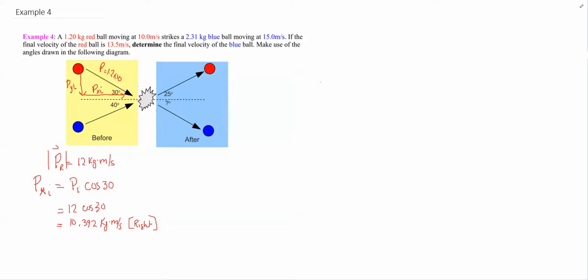And if we calculate the y direction for the red ball, that is the initial momentum times the sine of 30 degrees. That's equal to 12 times the sine of 30 degrees, and that gives us 6.00 kilograms times meters per second, and that's down. Remember, this is all before, for the red ball.